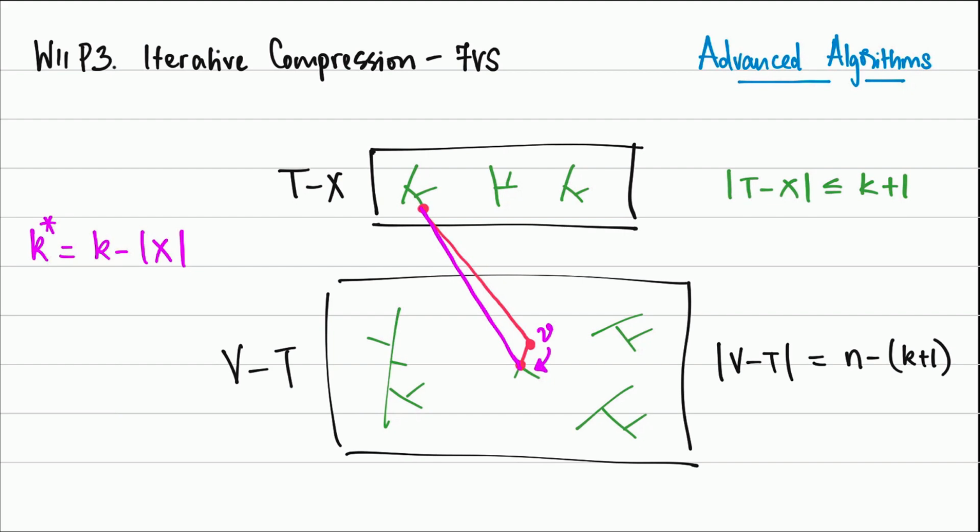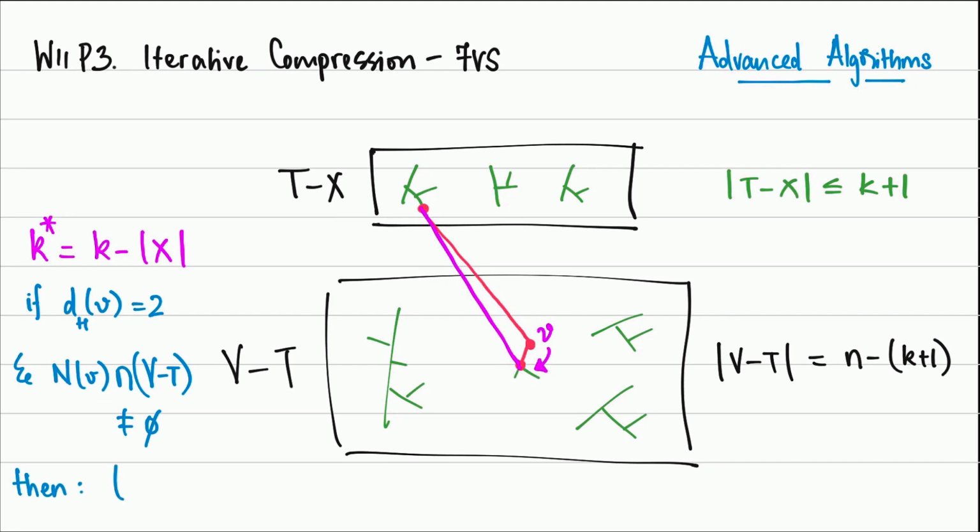So let me write this down explicitly here. So if the degree of a vertex in the entire graph, the current graph under consideration is H, so if the degree of a vertex is 2 and the neighborhood of this vertex intersection V minus T is non-empty, which means it has at least one neighbor in V minus T, then we basically say, okay, let's move on to this instance where we remove this vertex V from H, but we add the edge PQ, where I'm using PQ to denote the two neighbors of V. So we remove the vertex V and we add this edge, and the budget remains unchanged. So it's still K star. Okay, so this is one simplification.